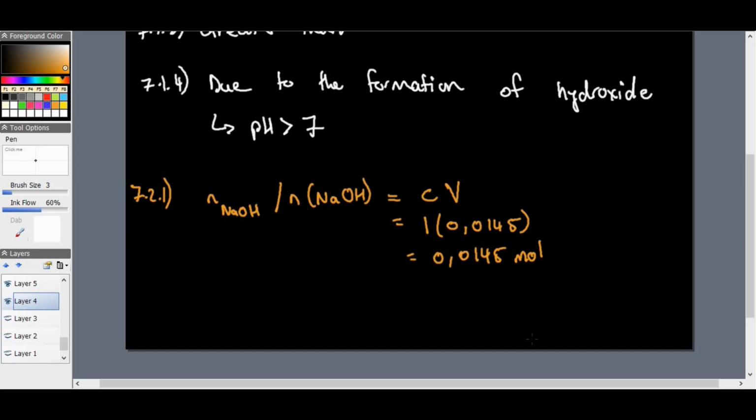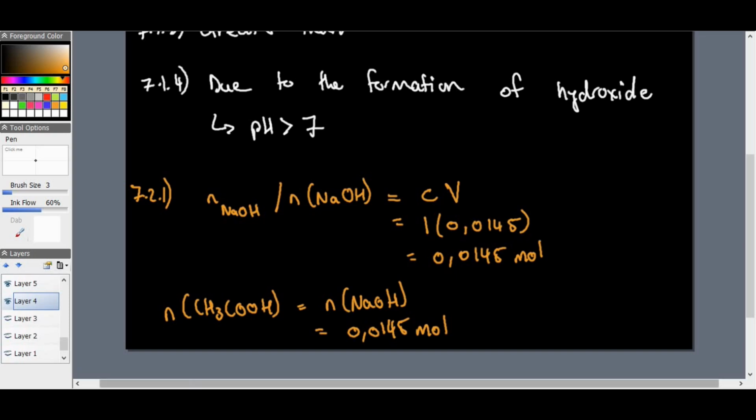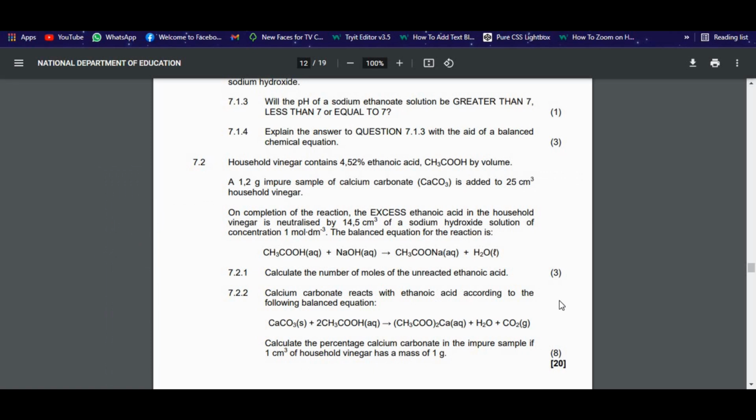Now we know they are in the same mole ratio. So the number of moles of the unreacted CH3COOH in the reaction, which is diluted, will be equal to the same amount of moles as sodium hydroxide, therefore equaling 0,0145 mole. That's 3 marks, because the question was to calculate the number of moles of the unreacted ethanoic acid. All done.